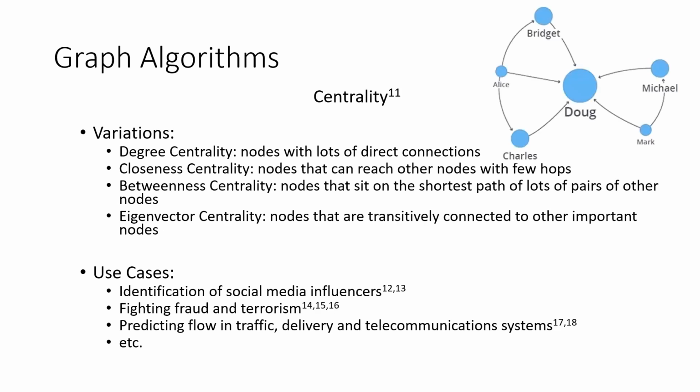Another one is centrality, which identifies central or important nodes. There are different variations of centrality. Degree centrality finds nodes that have a lot of direct connections; closeness centrality, nodes that can reach other nodes with few hops; betweenness centrality, nodes that sit on the shortest path of lots of pairs of other nodes; and eigenvector centrality, nodes that are transitively connected to other important nodes. Use cases, as we said, are social media influencers. It has also been used in fighting fraud and terrorism. And by the way, the numbers are references to the actual papers or publications if anybody is interested. It is also used in predicting traffic flow in delivery and communication systems.